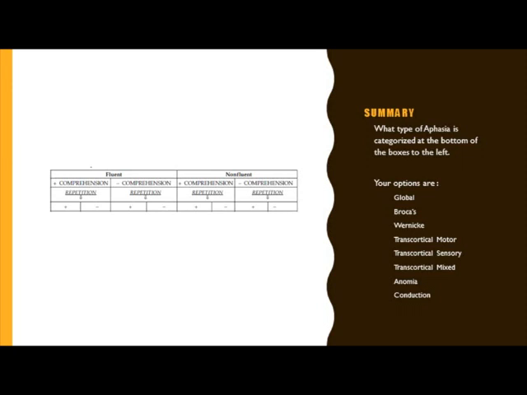Okay. And then what we didn't talk about is conduction. Conduction aphasia, what do you think that one is? Only repetition. It's basically if it's a deep injury into the arcuate fasciculus. So this one you'd be fluent, you'd comprehend, but your repetition is gone. So this would be conduction. Cool.